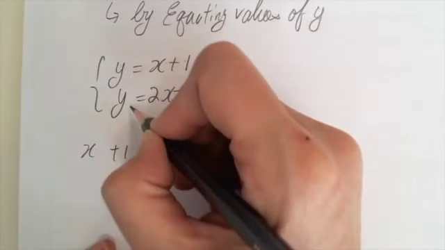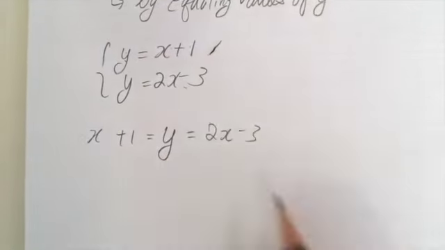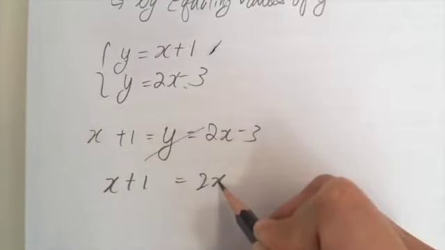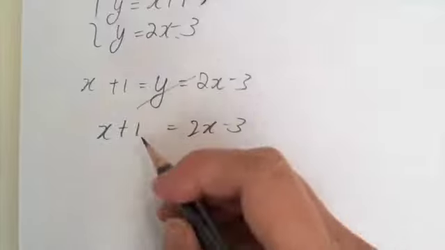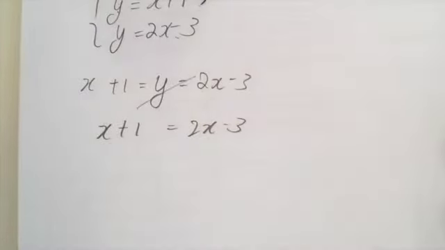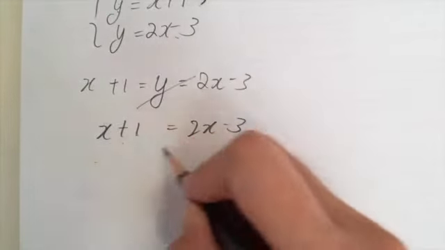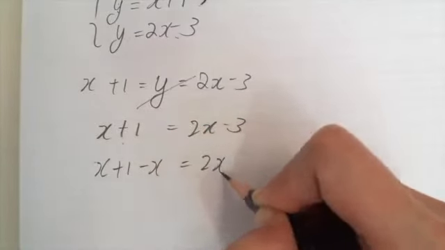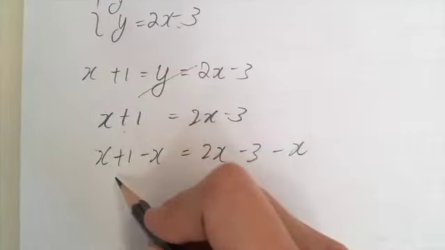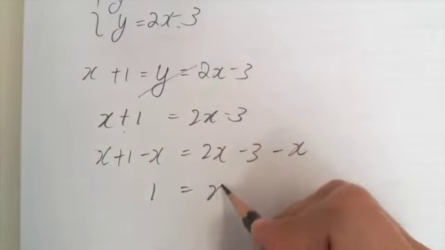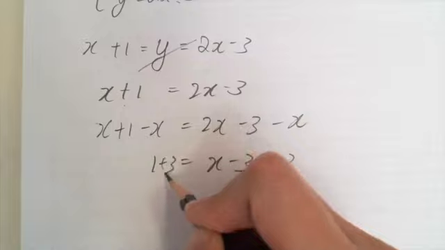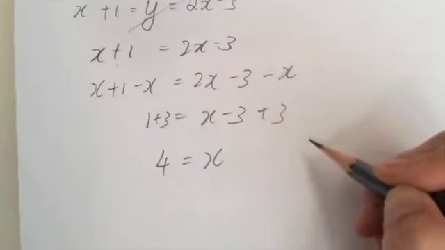Because this equals y, y equals this. So they are equal. Because they are equal, we can omit the y. So we have x plus 1 equals 2x minus 3. And so we can now work on our simple equation. So minus x on both sides. We have 1 equals x minus 3, and I plus 3 on both sides. So I have 4 equals x.